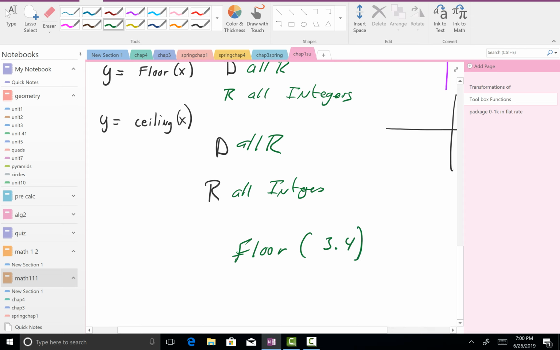What about negative 2.4? Negative 3 or negative 2? Going to go to negative 2, right? Because what's it doing? Rounding up. Okay. So we kind of have to watch that. So floor and ceiling, that's what those do.